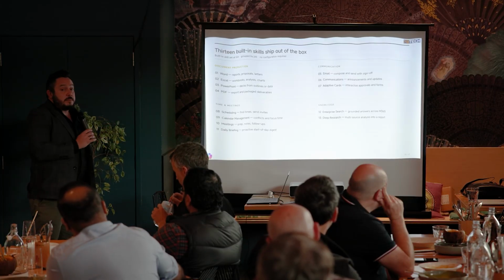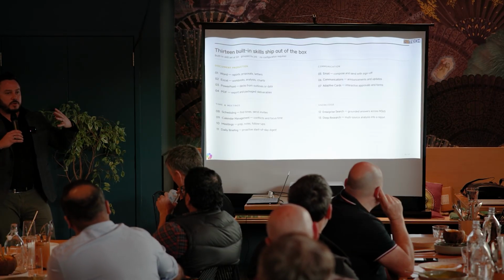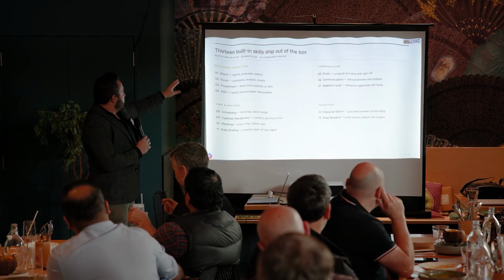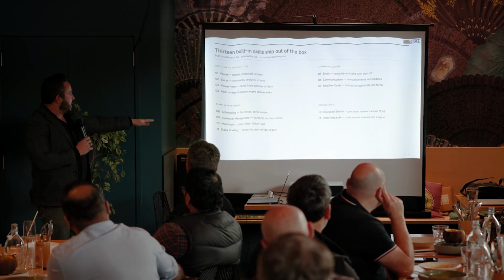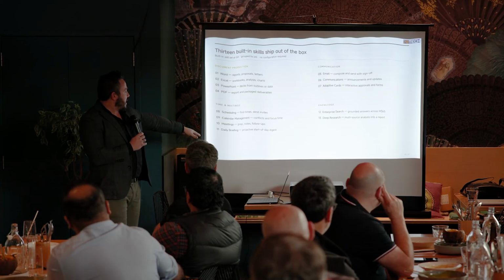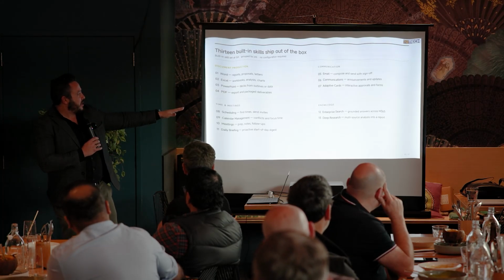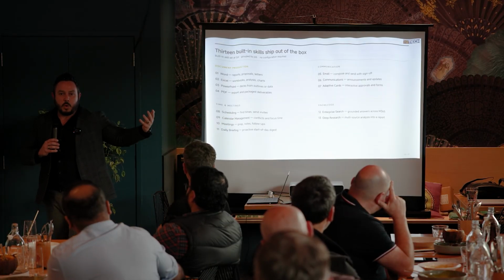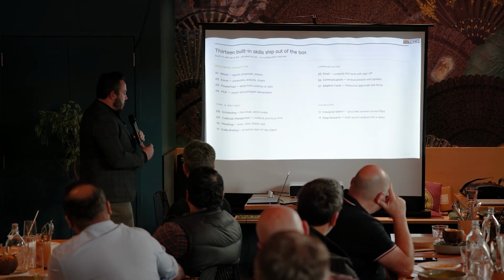So there are 13 built-in skills. Out of the box, if you sign up today and you get Cowork, you've got 13 built-in skills. Like I mentioned, you've got all the Word, Excel, PowerPoint, PDF agents. You've got scheduling, calendar management, meetings, daily briefing, communication agents, and then the enterprise search and deep research, that Work IQ piece that we have there.